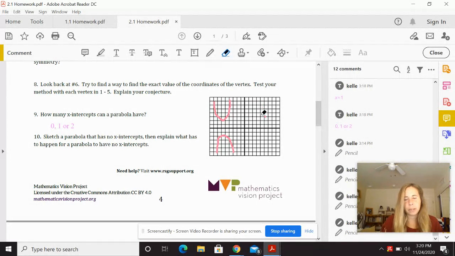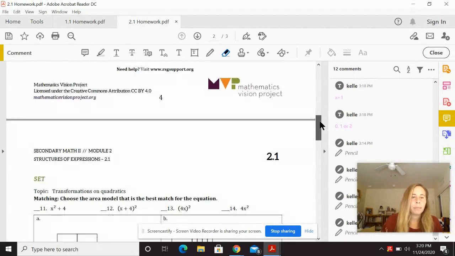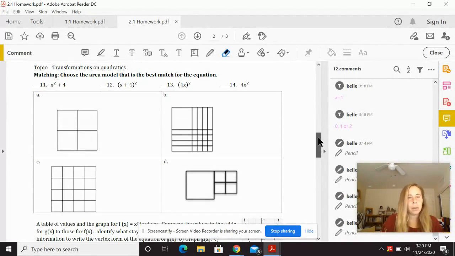Well, that was a terrible eraser. All right. Oh, there it went. Okay. That's 10. All right, here we go. I'm going to go through all of these.